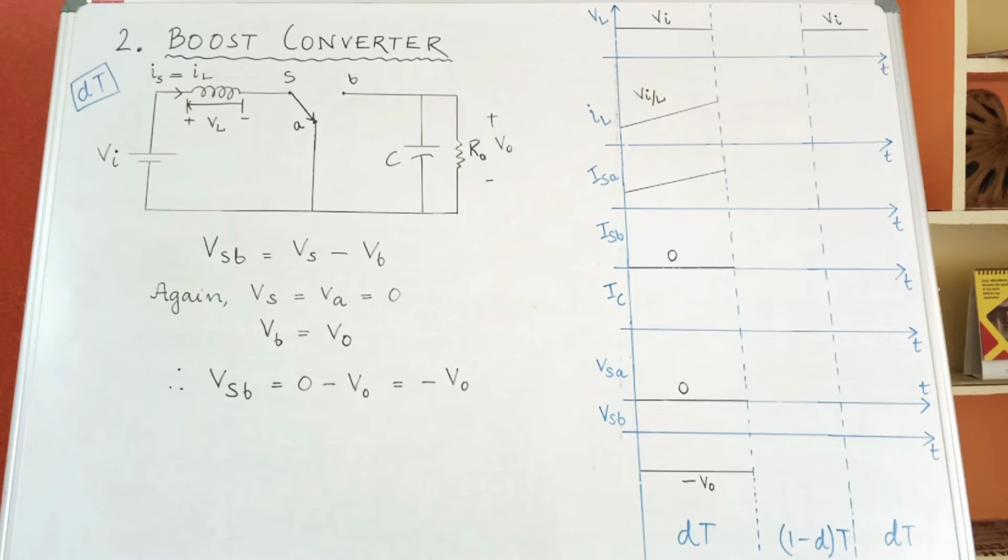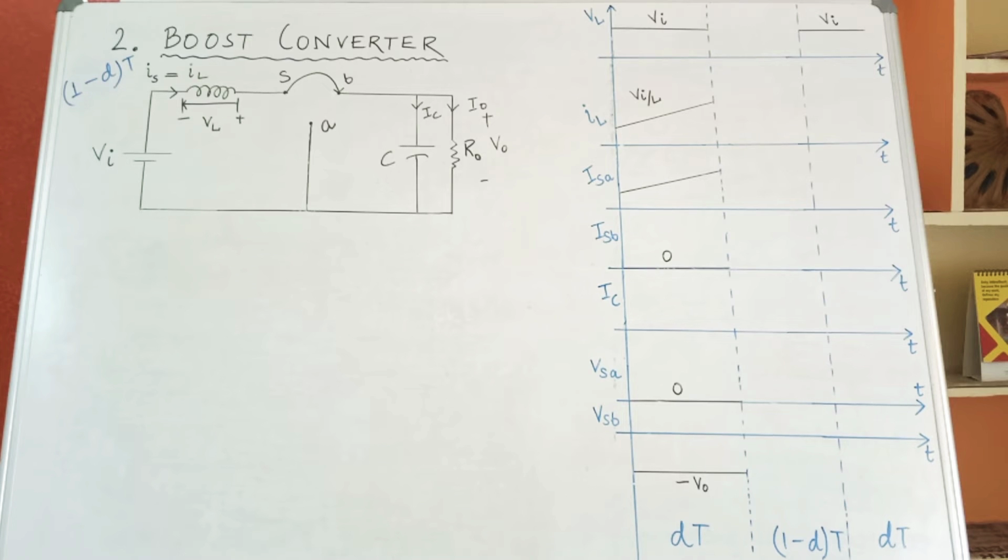Now representing VSB during dt period in the waveform. As you have already calculated, VSB comes out to be minus V0, and V0 is a constant output DC voltage. So we will show VSB as a straight line parallel to x axis but in the negative direction of magnitude V0 during the dt period as shown in the waveform. Now next we will study the region during 1 minus dt period or T off region.